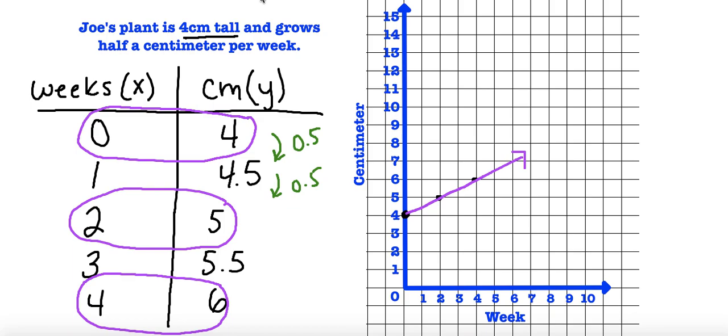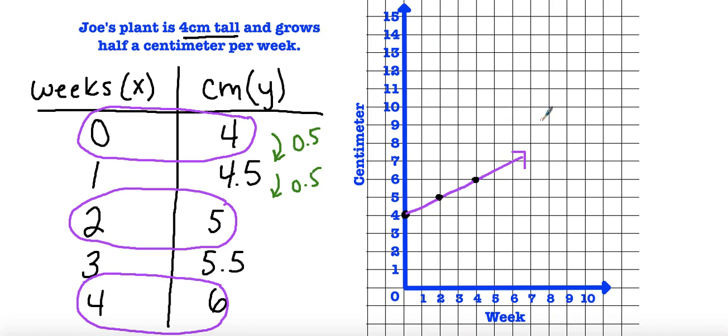If we look at our line, we'll notice that even though I did not plot 1, 4.5, it's still here and it's still represented by our line. And even though I didn't plot 3, 5.5, it's still here. So by plotting the points that we felt were easier within this table and drawing our line through it, we're still including all the values in between. It just makes it a little bit easier to graph.